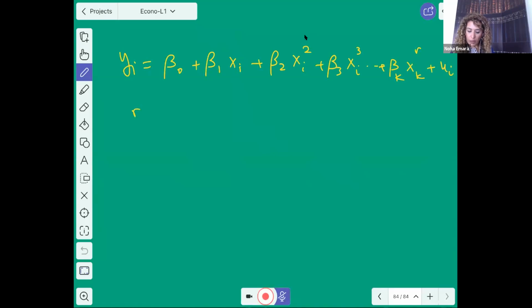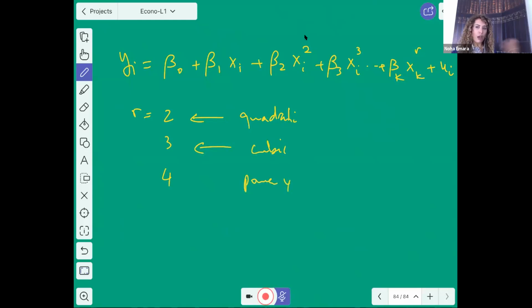If this r is equal to 2, then this is a quadratic model. If it is 3, then it's a cubic model. If it's 4, then we start saying to the power 4, and so on. 5 to the power 5, and so on. Usually in economics, we work most of the time with quadratic models and sometimes with cubic models. I would say this is the more commonly used type of model. We don't usually go to the power 4 and power 5 and so on.